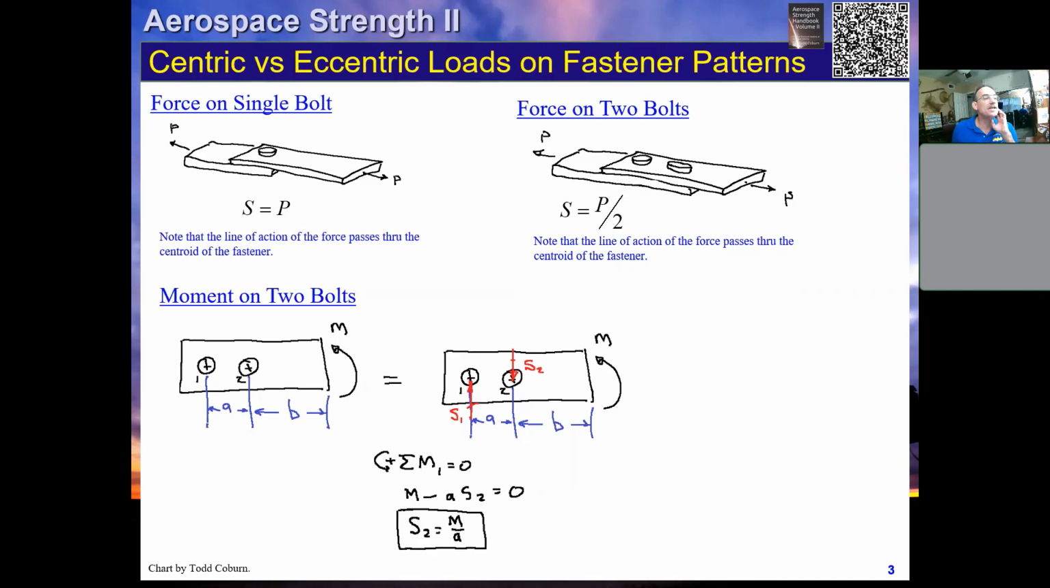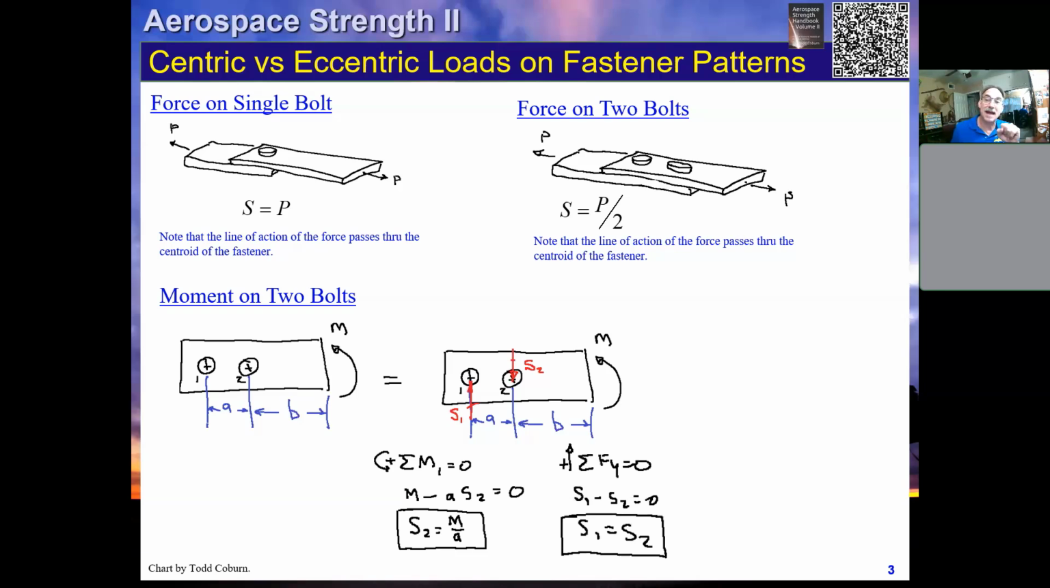So if we sum our moments about point 1, the center of fastener 1, we have the moment positive, and we're going to call this right-hand rule positive. We have the moment minus A times S2 equals 0, which means S2 is simply M over A. That's just a couple, right? This is going to be reacted as a couple between these fasteners, going back to statics.